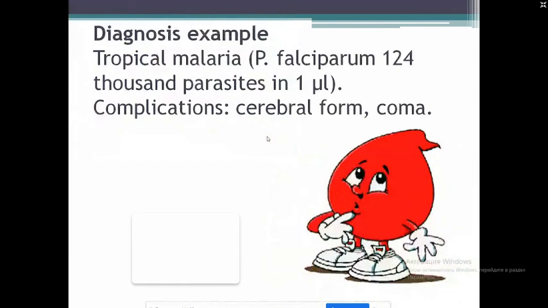And a diagnosis example, dear students. Diagnosis of your patient from India will be, of course, tropical malaria caused by Plasmodium falciparum. Plasmodium falciparum 124,000 parasites in 1 microliter, and complications: cerebral form and common.